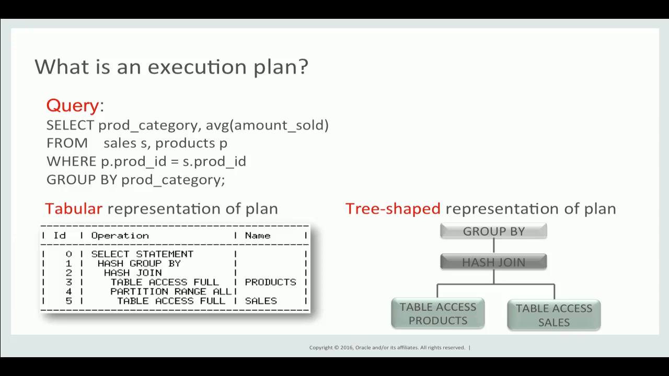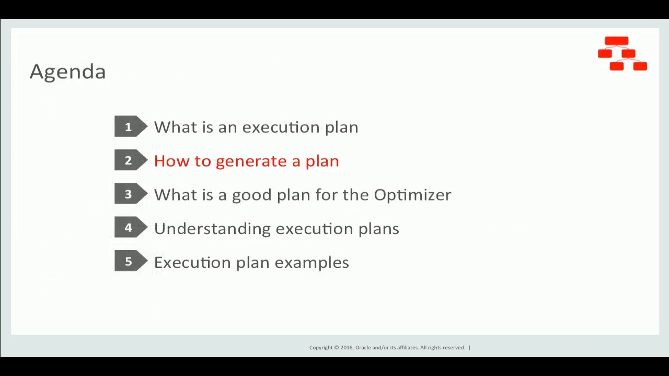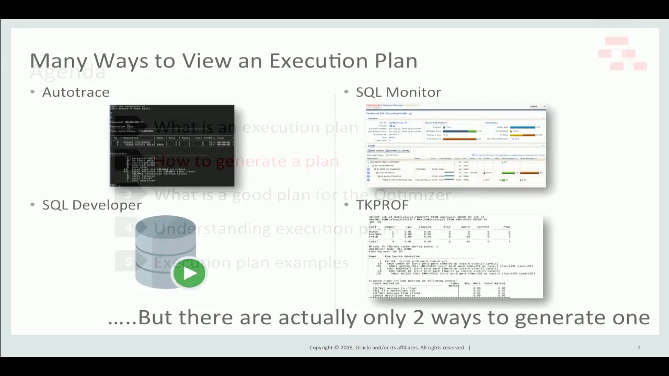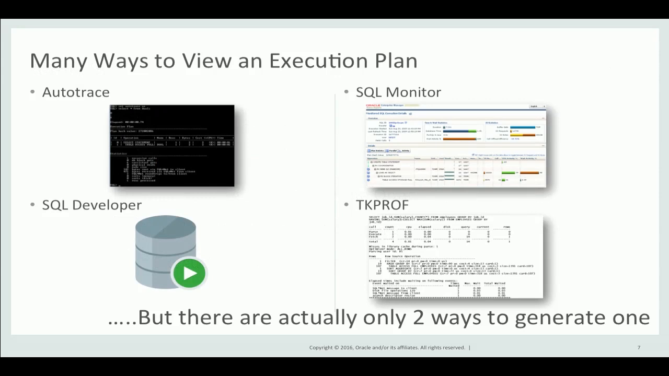So, how do we generate these plans? There are a bunch of tools out there to view a plan, but they don't actually generate the plan. So you can view a plan in Auto Trace. You can view a plan in SQL Monitor. That was the one I couldn't remember.